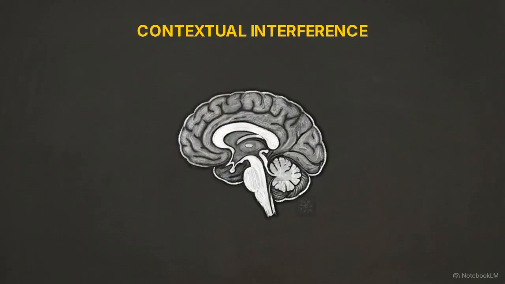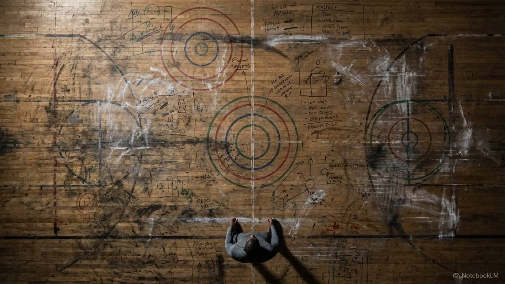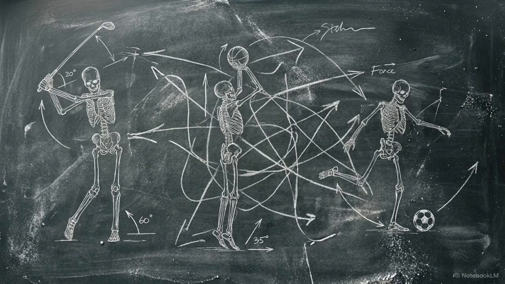To encode a physical skill, the central nervous system requires the contextual interference effect. This is a neurocognitive phenomenon where unpredictability during practice forces the brain into a state of deep processing. You create this interference by interleaving different skills.